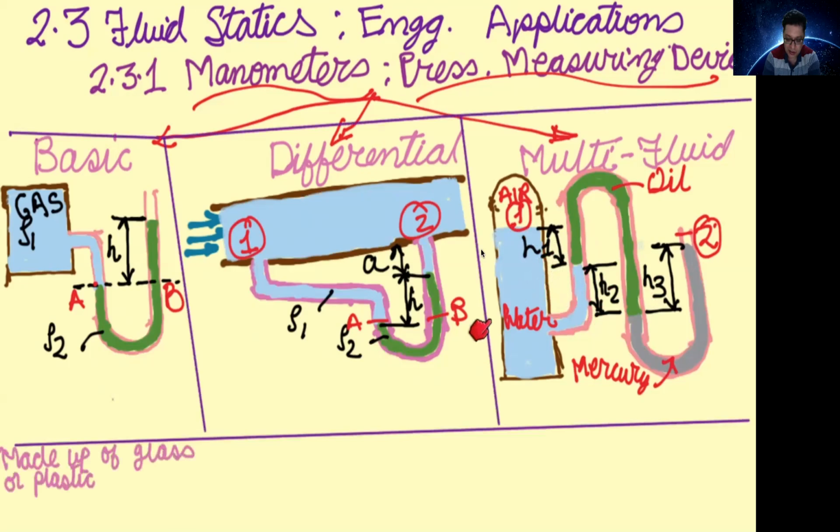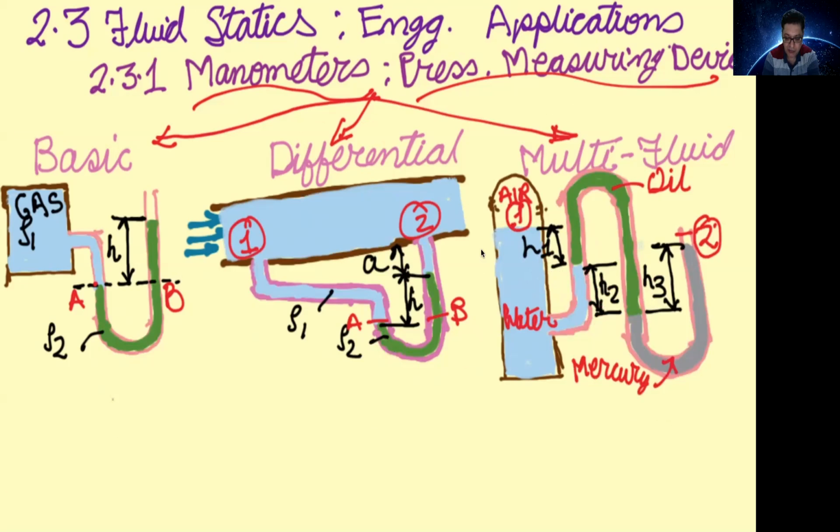We will use these heights and the densities which are represented here. The fluid here is water, so the density is rho W. The fluid here is oil, so the density is rho with a subscript O, and here the density is rho with a subscript M.